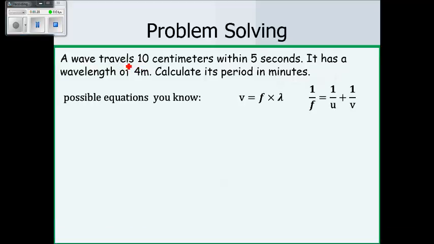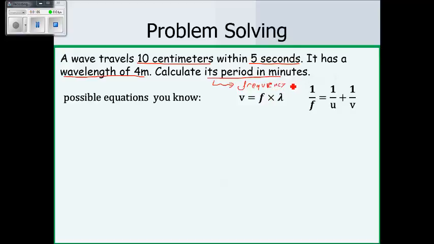So we know a wave travels a certain distance within a certain time. And we also know that the wavelength is given, and we are asked to calculate a period. So in this case, there are certain equations that you might come across, either in your problem, in your formula sheet, or in the formulas attached to the multiple choice question, you'll find several equations, and we're looking at a period. So period, that might be associated to frequency as well in a certain way.